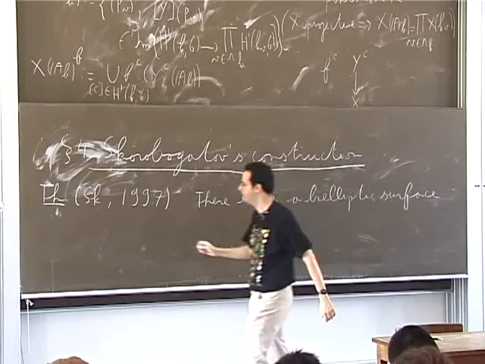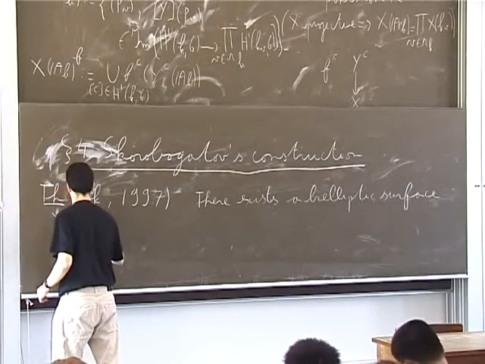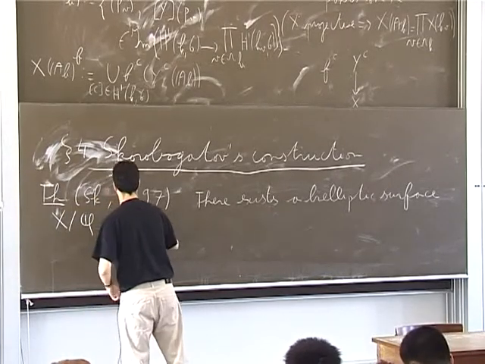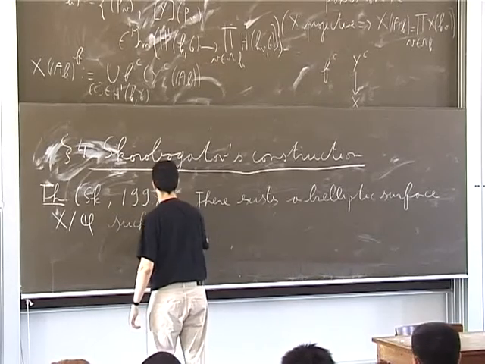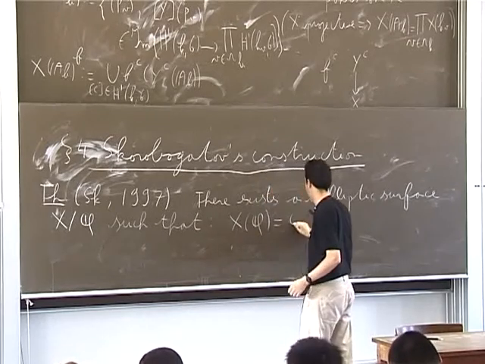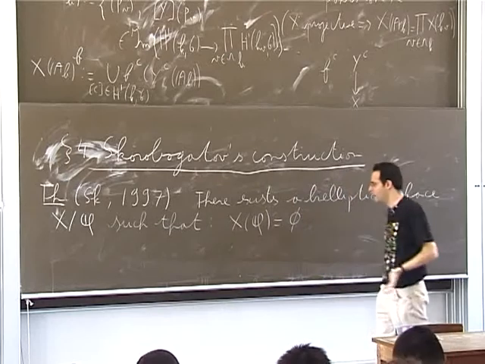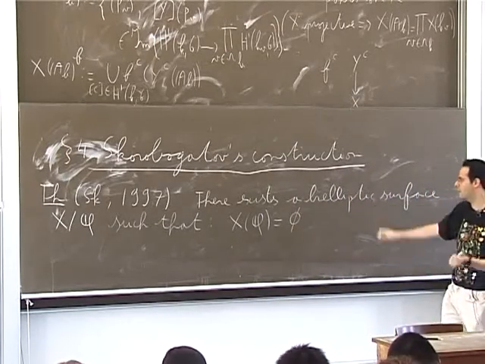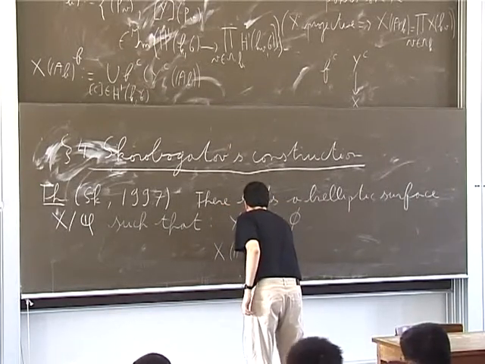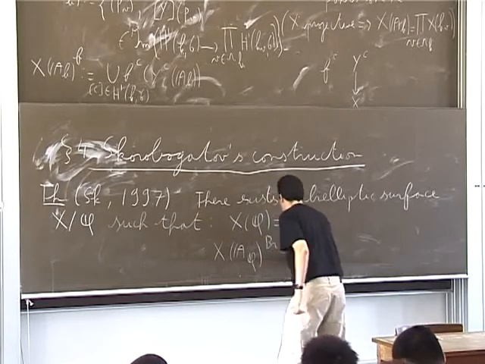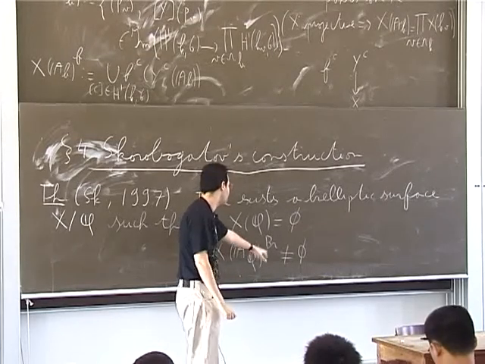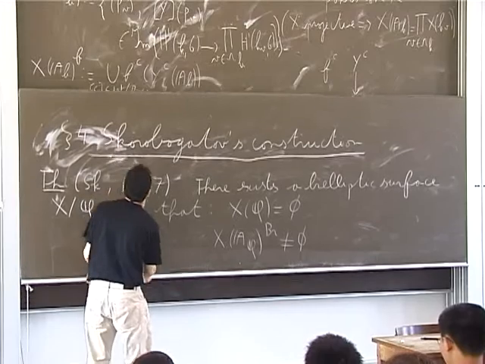X over Q, the field of rational numbers, such that first of all there is no rational point, X(Q) is empty, and there is no Brauer-Manin obstruction to the existence of a rational point. So I'm going to write this: X(A_Q)^Br is not empty. This is the set of adelic points satisfying the Brauer-Manin conditions. So I'm going to write this down explicitly.